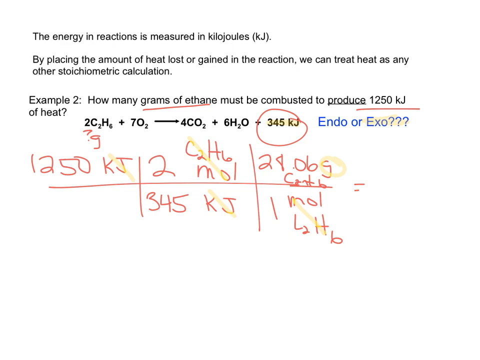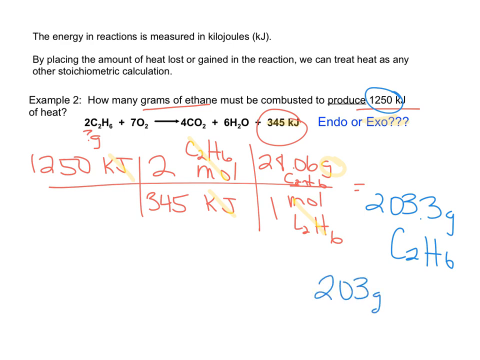So now we just need to multiply across the top and the bottom and then divide. And when you do that, you're going to get 203.3 grams of C2H6. Now we can go ahead and round that to 3 sig figs, since our number we're starting with has 3 sig figs, so 203 grams.